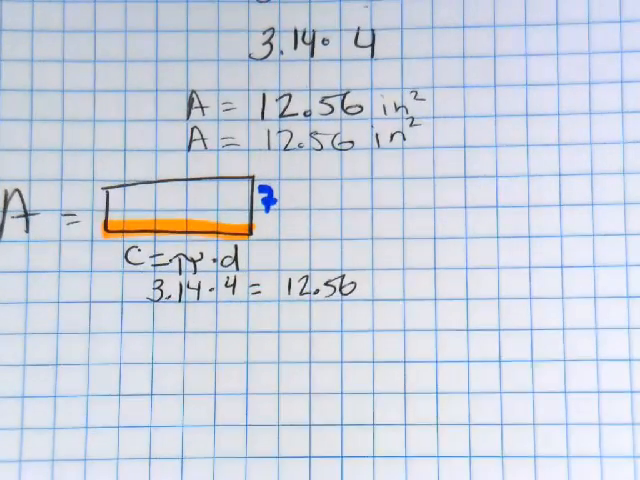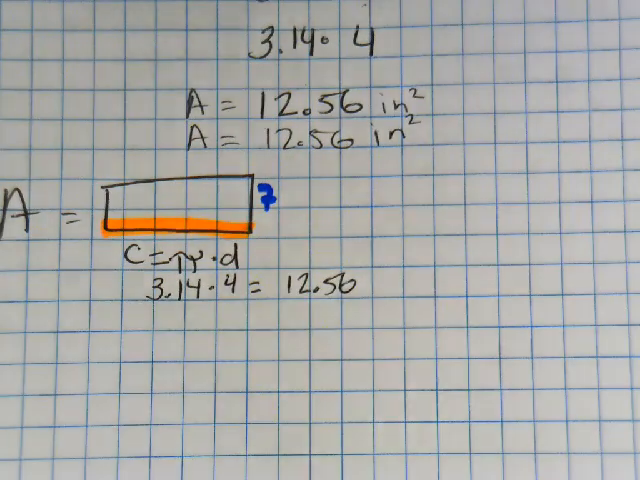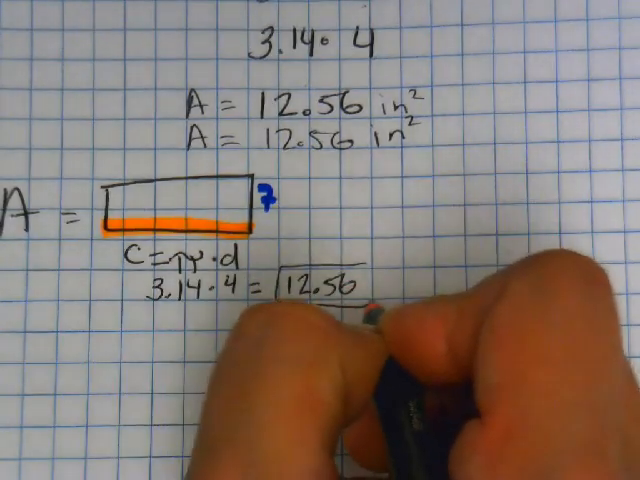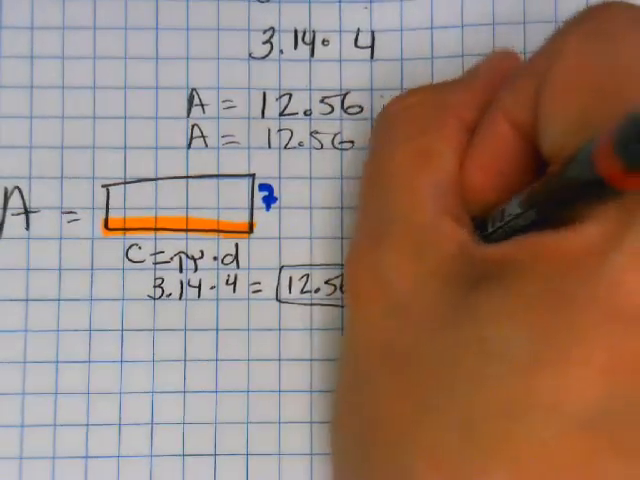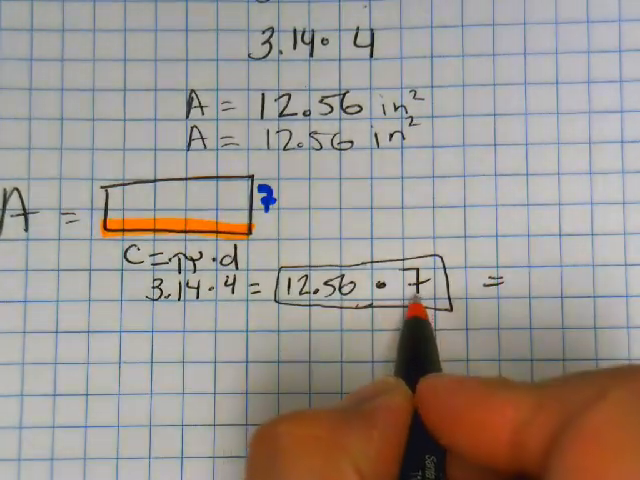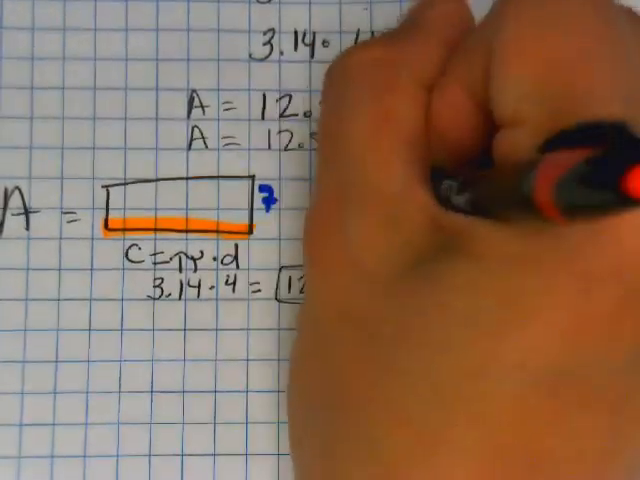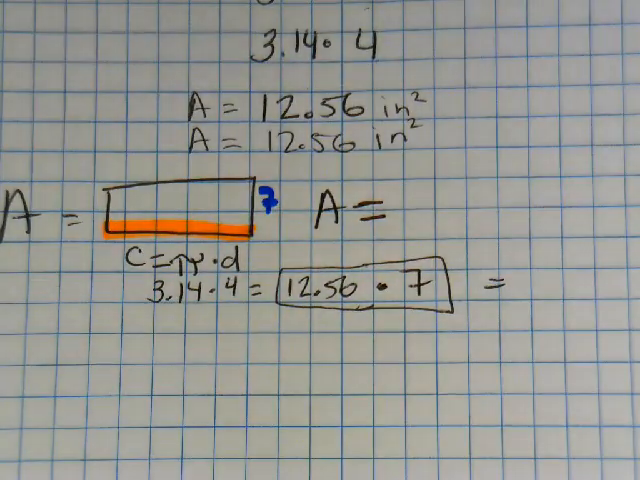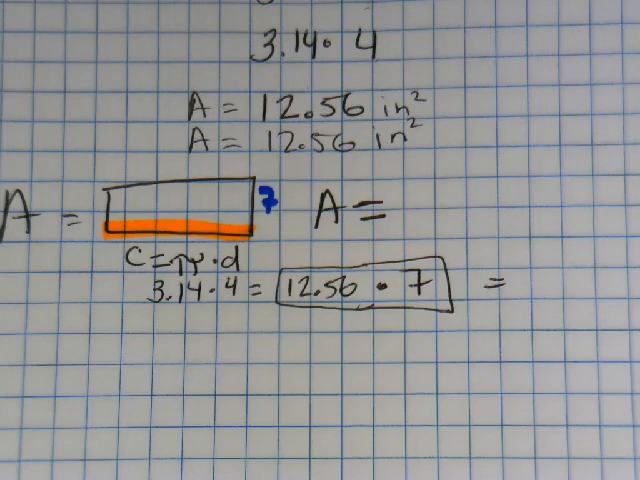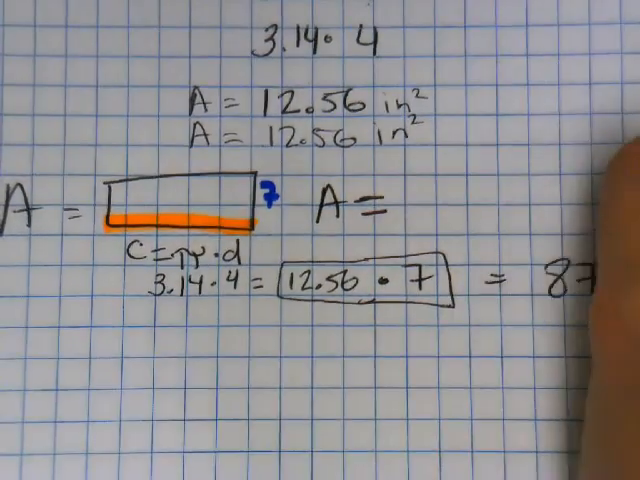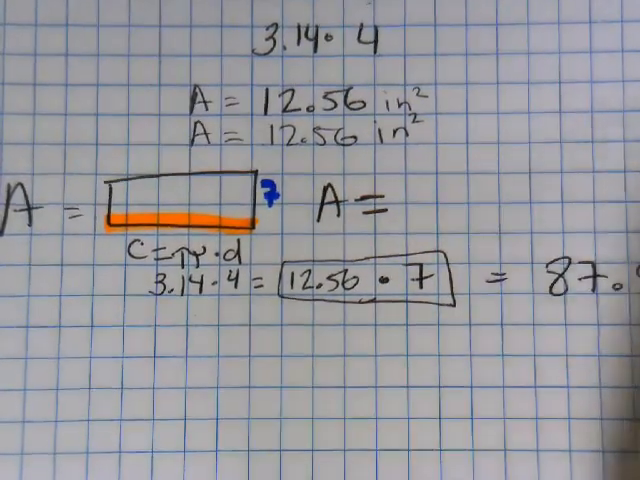All right. Are we done? No. It kind of feels like we're done. I honestly feel like, oh, we're done. But we're going to take this number, I shouldn't have boxed it in, times 7. So we're going to have to do 12.56 times 7 to find the area. What is 12.56 times 7? 87.92 inches squared. All right, cool.